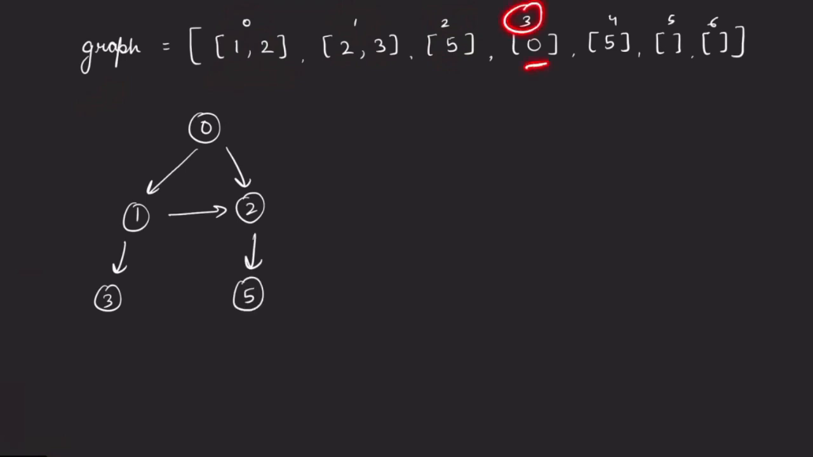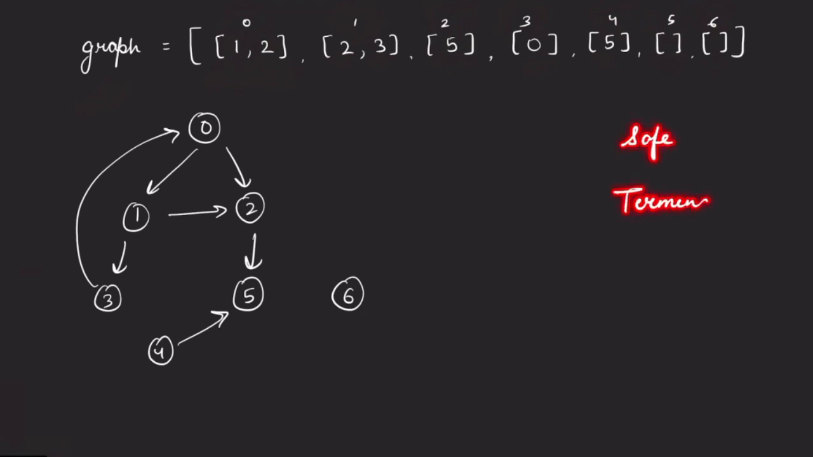And then from 3 we have a directed edge towards 0, right? Then from node 4 to node 5. So we can create node 4 over here and a directed edge towards 5. And then from 5 we do not have an outgoing edge, and from 6 also we do not have one, but we will have node 6 over here, right? Now they are mentioning two things over here. One is a safe node and the other one is a terminal node, right?